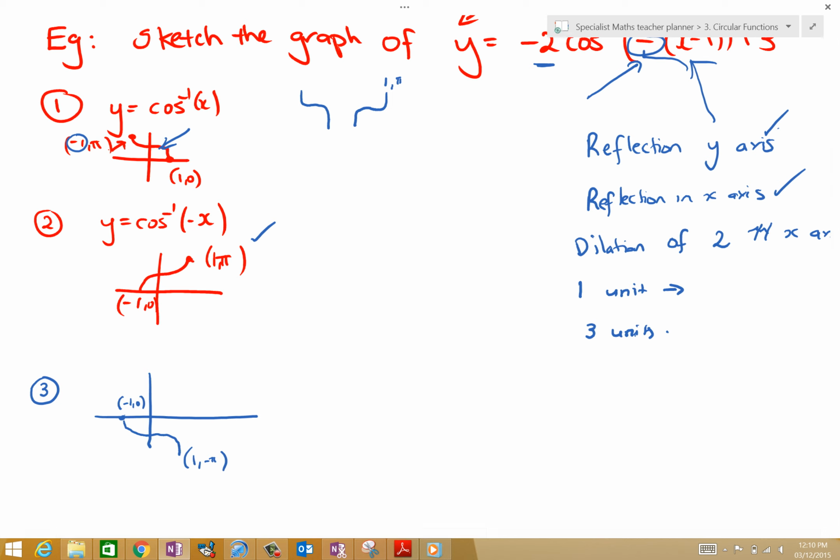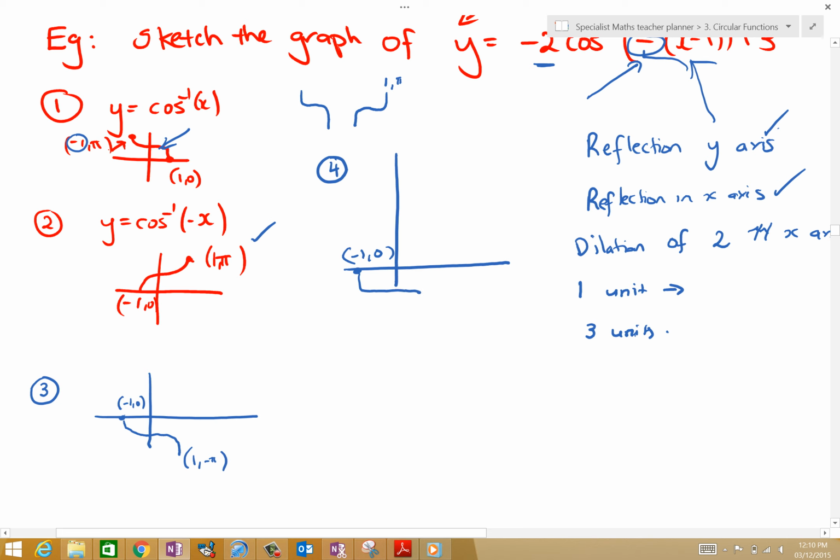Okay, dilation a factor of 2 to the x-axis. Now, that's this thing, but what that means is that all the y values are multiplied by 2. So 0 times 2 is just, nothing's going to change there. But what we do know is that this is going to be -1, 0, and this is going to be 1, minus 2 pi.